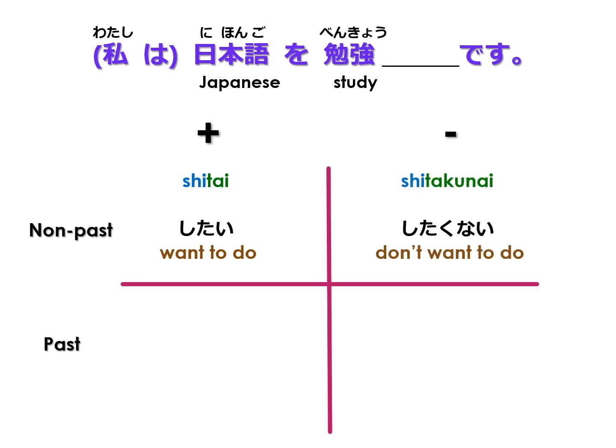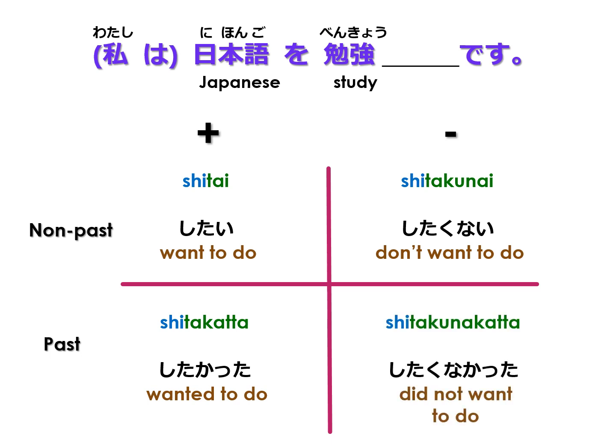The rest of the tenses. 日本語は勉強したくないです。I don't want to study Japanese. 日本語を勉強したかったです。I wanted to study Japanese. 日本語は勉強したくなかったです。I did not want to study Japanese. Now you may have noticed that I use the particle wa in making the negative sentences したくない and したくなかった. And this is because Japanese people want to hear the particle wa in a negative sentence.